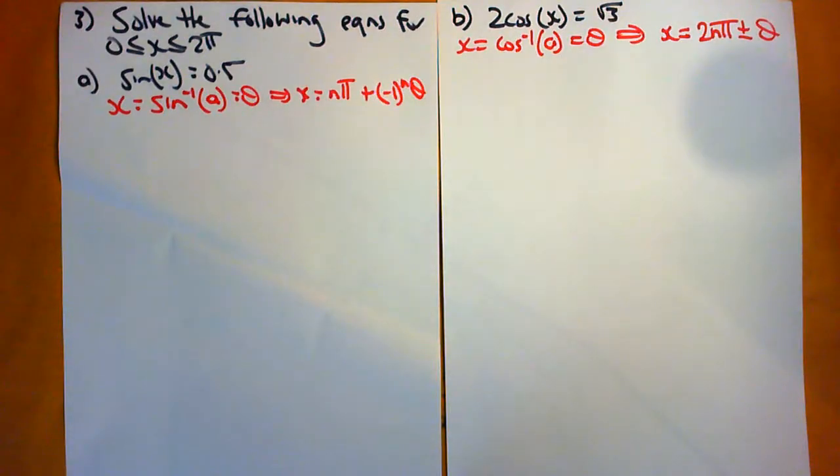Hello viewers, tutorial 10 question 3 and we're solving trig equations here. We are working in radians. We can tell that by the fact that our range is listed as being between 0 and 2 pi.